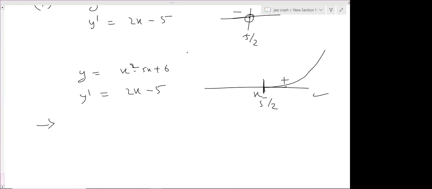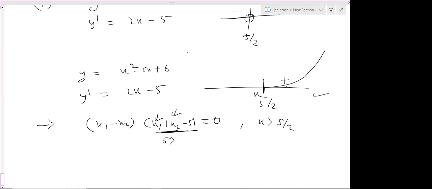Or what I can do, I can again factorize. So I will get (x1 minus x2)(x1 plus x2 minus 5) equals 0. If x is more than 5 by 2, this will never be 0, because if this is also more than 5 by 2, this term will always be more than 5. So this thing will never be 0, so this is irrelevant. So I can say this function is 1-1. Yes or no?